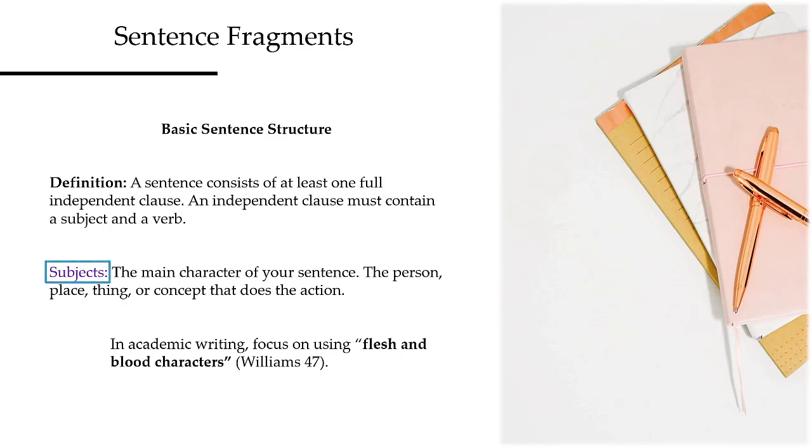Subjects are the main character of your sentence. It's a noun, the person, place, thing, or concept that does the action. It's what the sentence is about. Williams authors a book that we use often in the writing lab to talk about style. Williams suggests that we use flesh and blood characters. Flesh and blood character means it's more helpful to use a specific person, place, or thing, but particularly a person, an animate object, to do the action rather than an abstract concept.